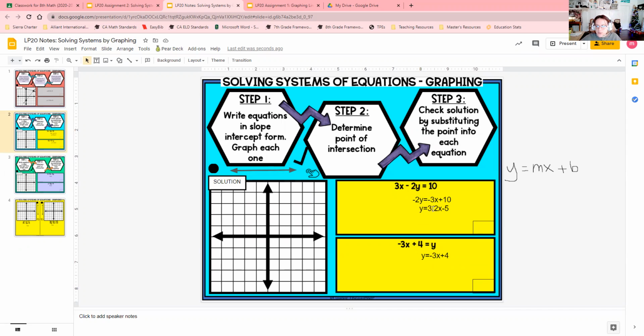So y equals 3 over 2x minus 5. I'm going to start at negative 5, down 1, 2, 3, 4, 5. And my slope is up 3 over 2. Grab another point. We're going to go up 1, 2, 3 over 2. Drop it off. And why not? We can put another point down there. Up 1, 2, 3 over 2. Okay. And we're going to connect our points with a line.